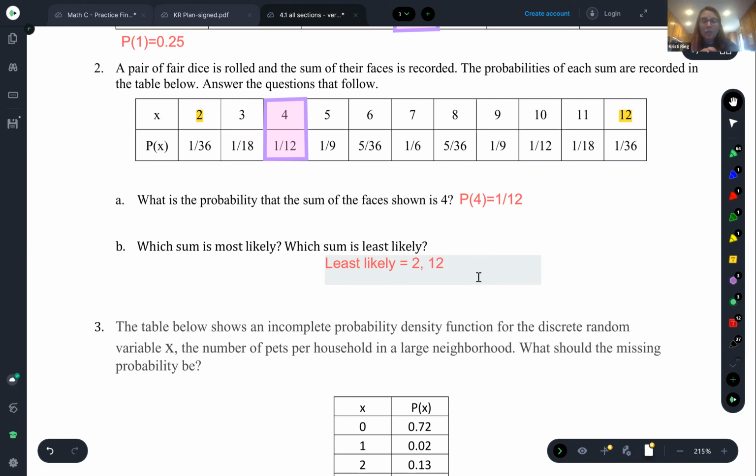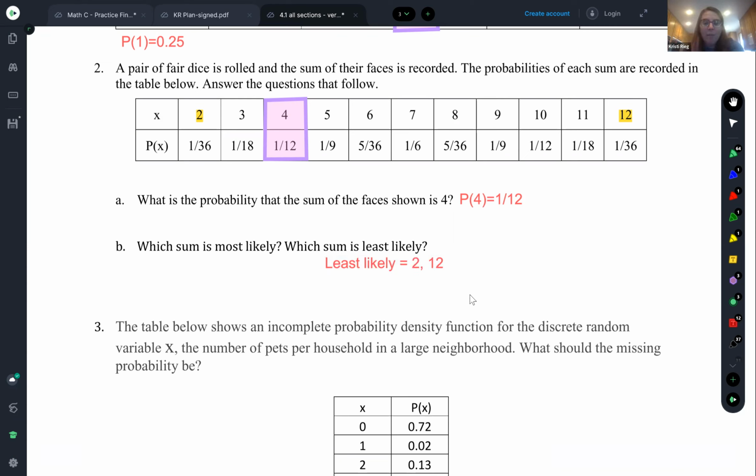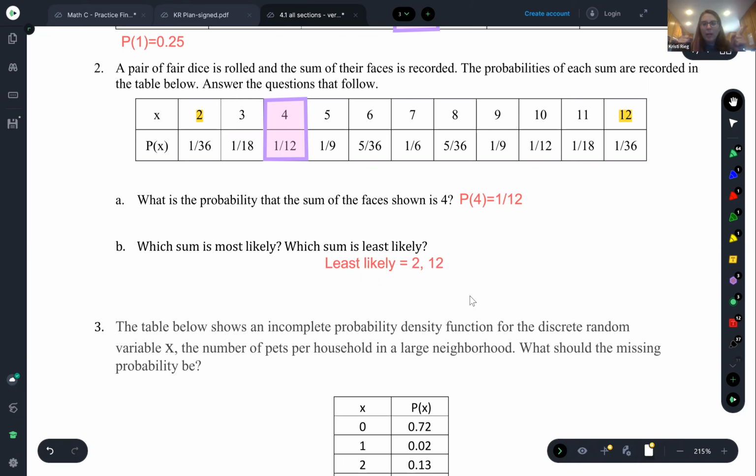And that's because there's only one way to get those: 1 and 1, 6 and 6. Those are the least likely. The most likely is going to have the biggest fraction. And so as you go in, the fraction is getting bigger. If we think of this over 36, we have 1 over 36.